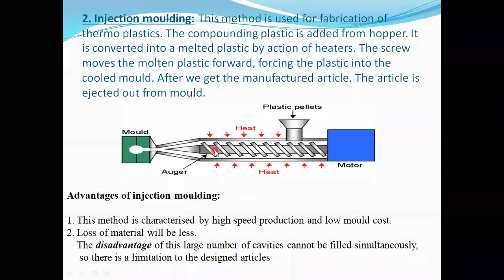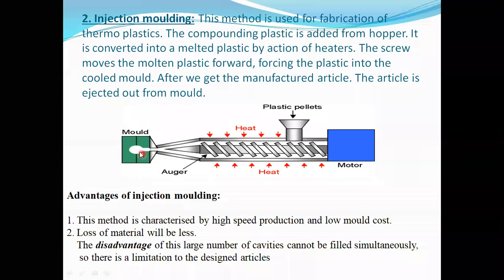Now the liquid plastic is injected with the help of the screw conveyor motor. When we rotate the screw conveyor motor, the liquid plastic is slowly injected along with the nozzle into the mold, and this mold contains different shapes, right?